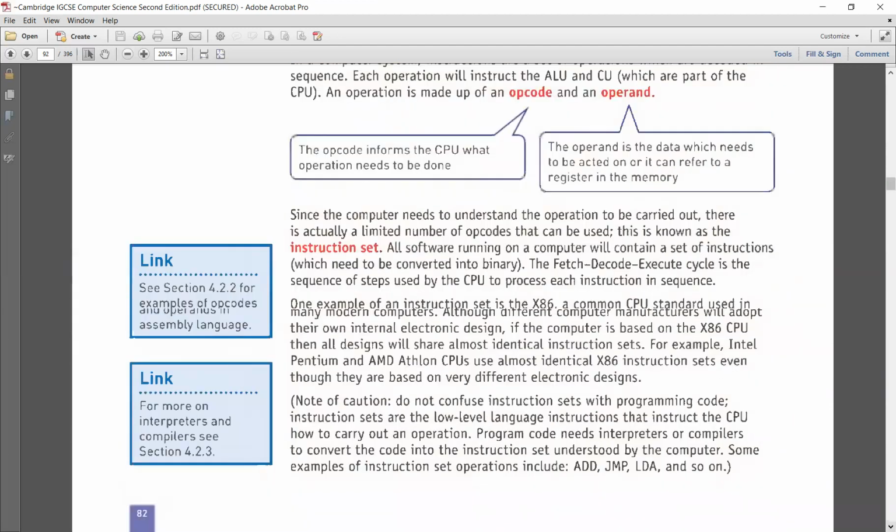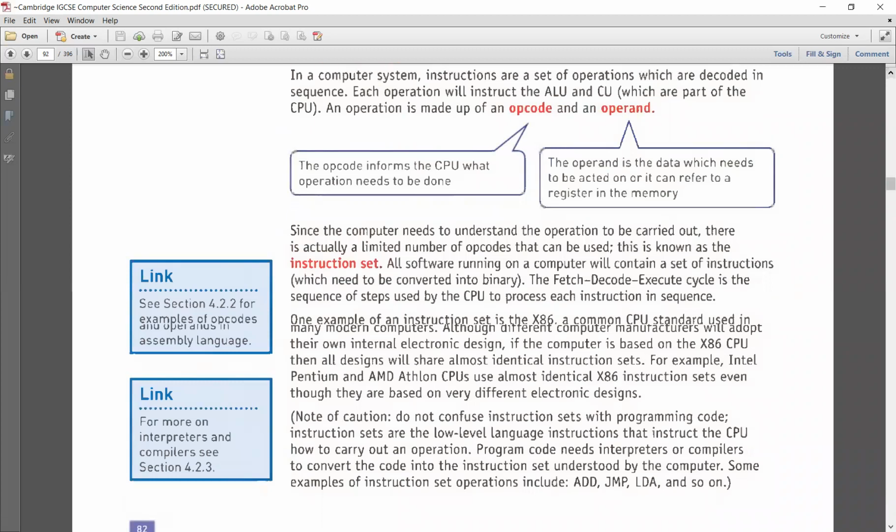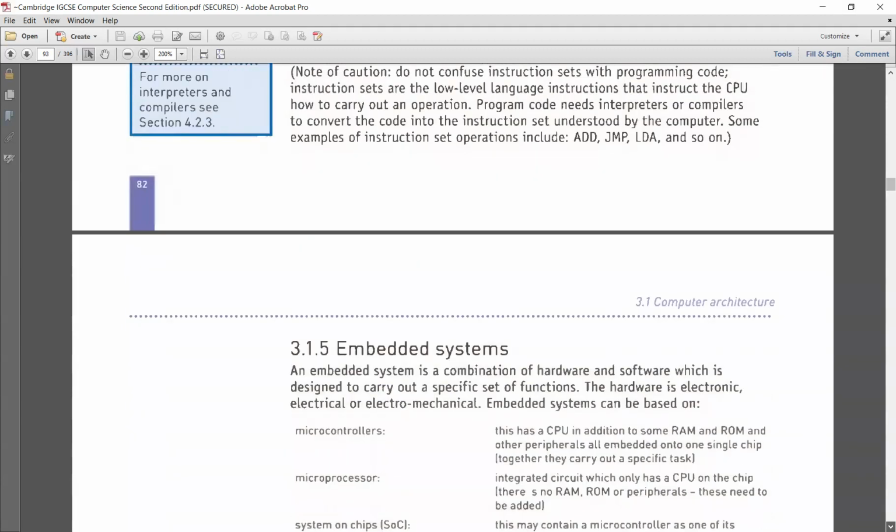Instruction set. For this, what you need to know is the 2 terms, which are operand and opcode. Opcode informs the CPU what operation needs to be done, what action you need to perform. And operand means the data on which the action is being performed. So operand is the data which needs to be acted on, or it can refer to a register in the memory. Since the computer needs to understand the operation to be carried out, there's a limited number of opcodes that can be used, and this is known as the instruction set. So you need to know what is instruction set, what is opcode, and what is operand, and then you'll be able to answer very easily the question that comes. If it comes in the paper, we should be able to answer.